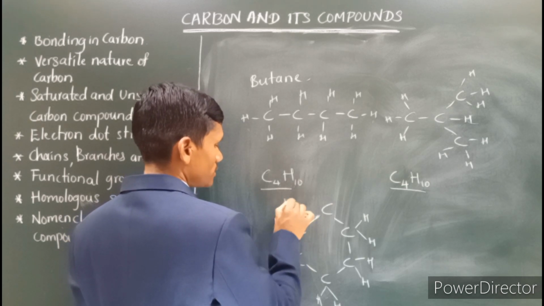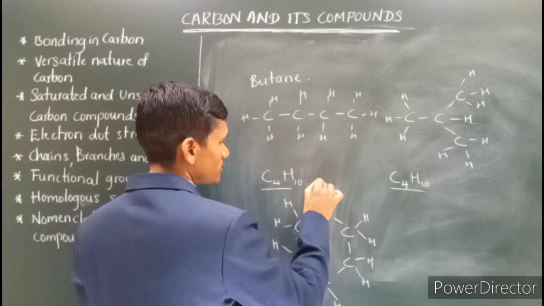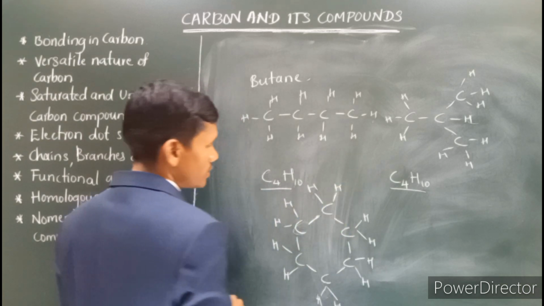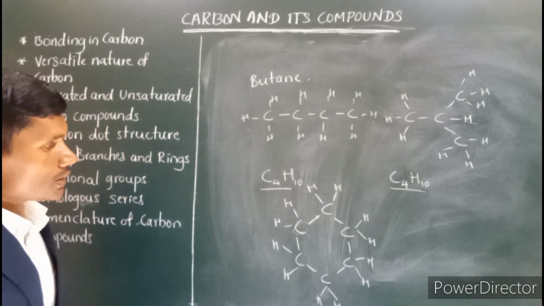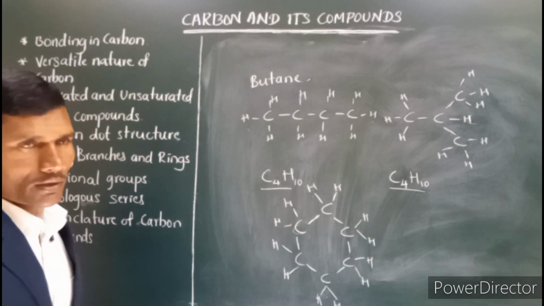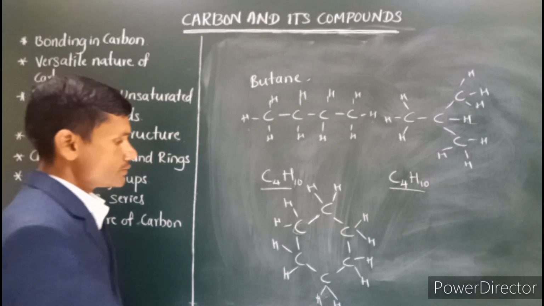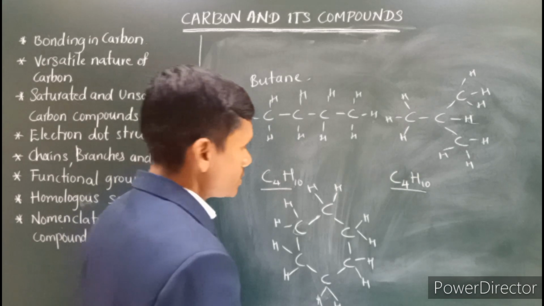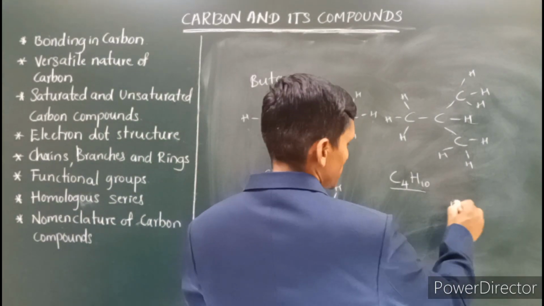Here 2 hydrogen. For each carbon atom you can give 2 hydrogen atoms. This is called cyclohexane. Next, one more comes, that is benzene.